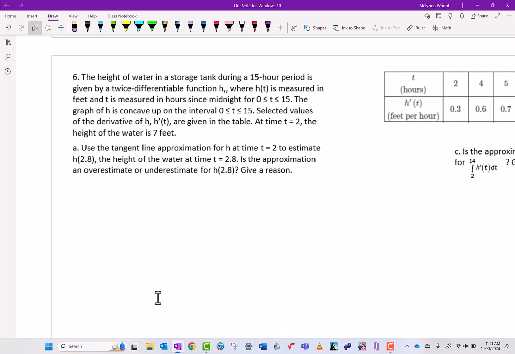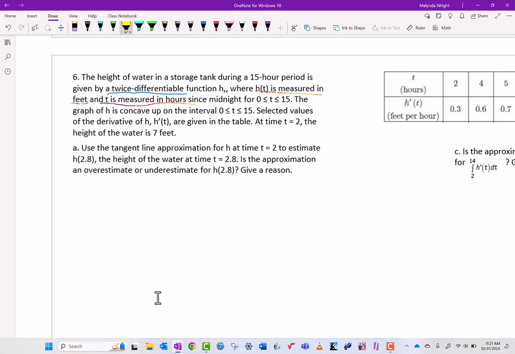We've got the height of water in a storage tank during a 15-hour period is given by a twice differentiable function. Do you remember what this means? This just means you can take two derivatives of it. That's all that means. H is measured in feet, and t is measured in hours. All right. The graph of H is concave up.